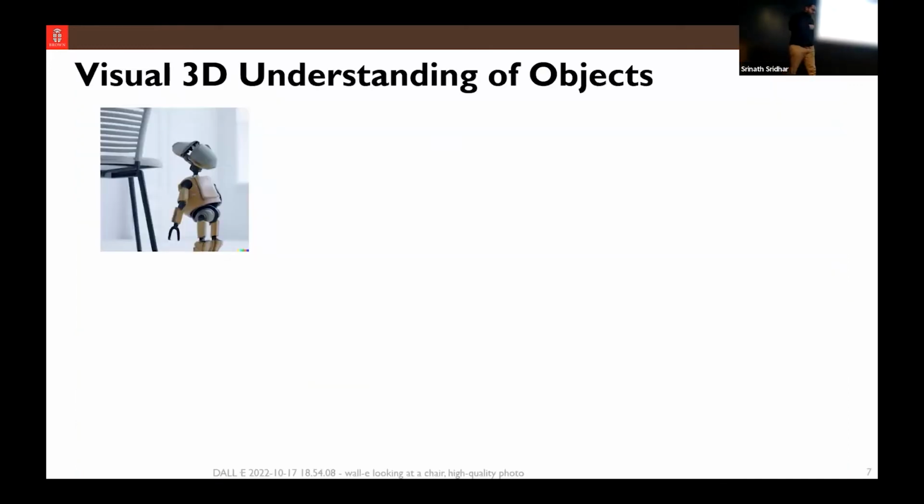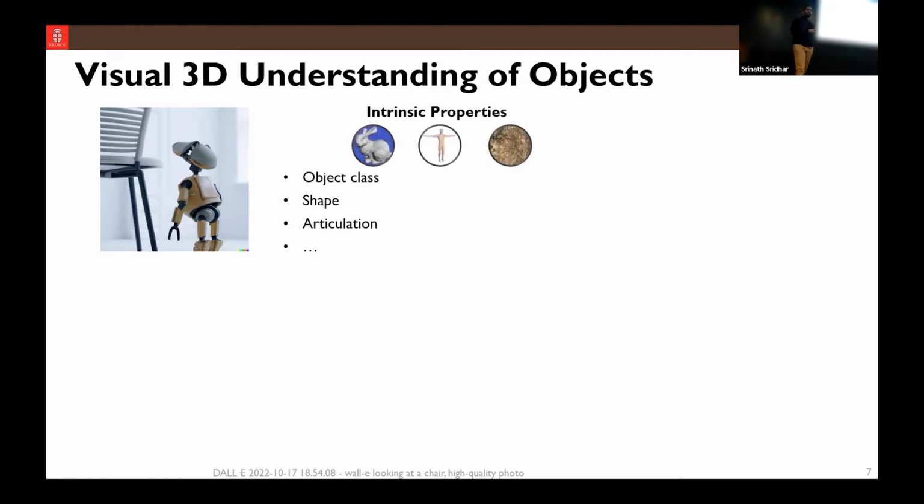All right. So let's think a little bit more about what it means for us, or robots, to gain visual 3D understanding of objects. For a robot to look at an object and try to understand something about the object, we can think of it as the robot has to know something about the properties of the object. And these properties, we can roughly classify them into intrinsic properties. So that could be something like object class, it could be something like the shape of the object, or the articulation. These are called intrinsic properties because to figure out what the intrinsic properties are, we don't need an external reference of sorts. Right? It's just unique to the object itself.